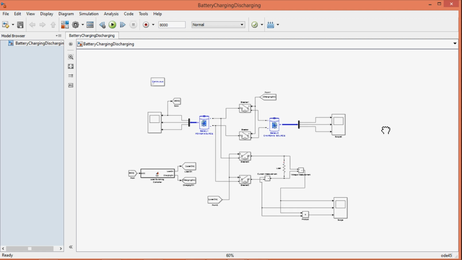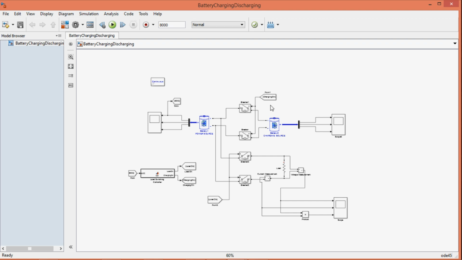This video is a short tutorial about the charging and the discharging of a battery. In this video, you will learn about the following topics: the dynamics of the battery, how to charge and discharge a battery, how to use the MATLAB functions, how to use a circuit breaker, and in the last, how to use the tags in Simulink.